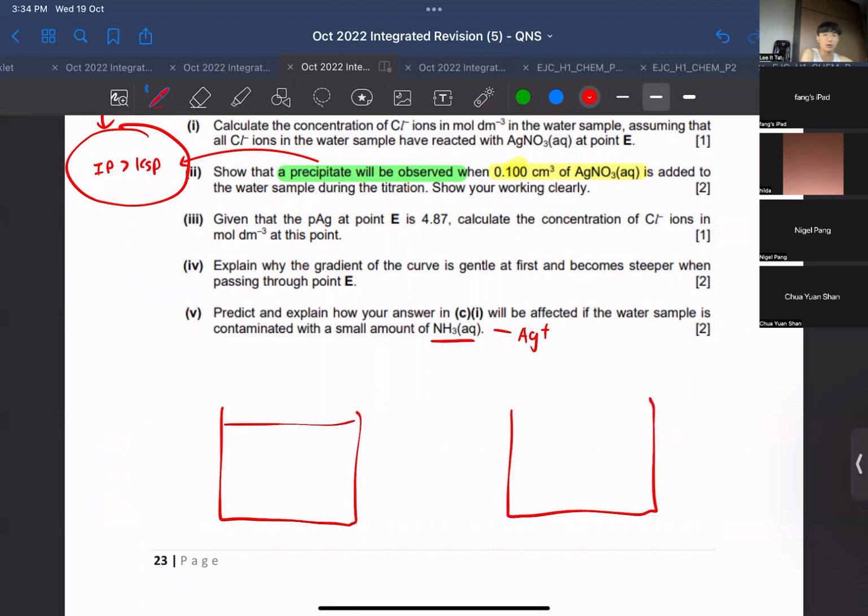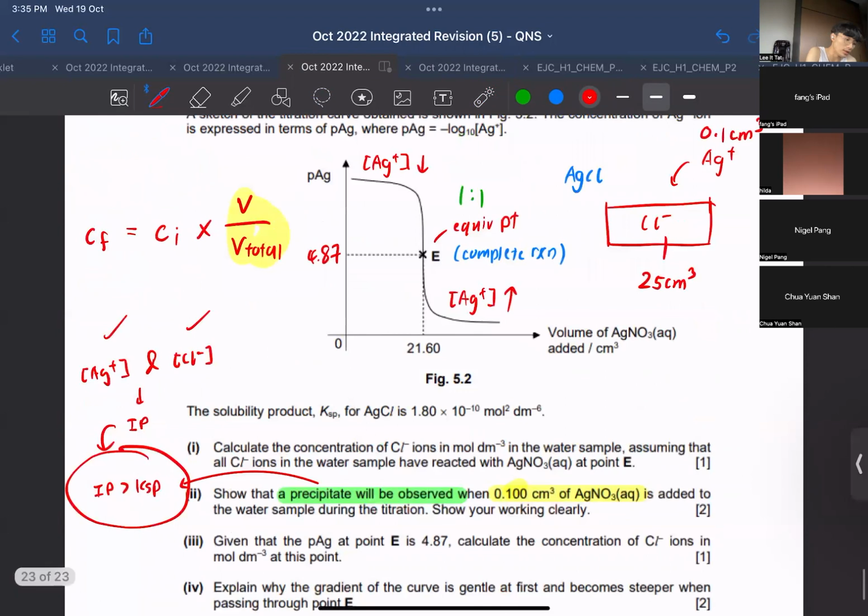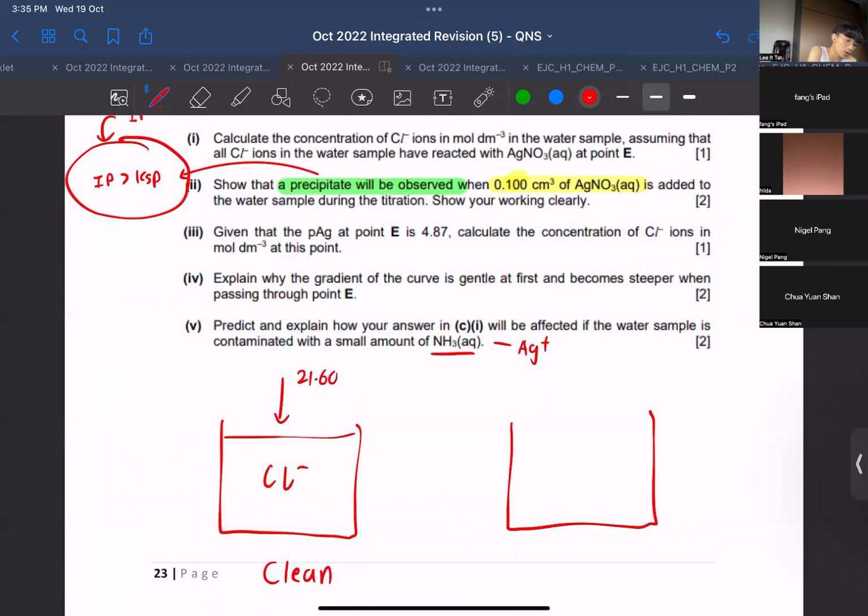Okay, let's look at the first scenario, a clean scenario. Only Cl minus. No contaminants, no ammonia, nothing, clean. Now, in this experiment, the clean experiment, I had to add in 21.6 cm cube of Ag plus. Okay, this is the ideal Ag plus you need, right, to get rid of all the Cl minus. So that is the clean scenario.